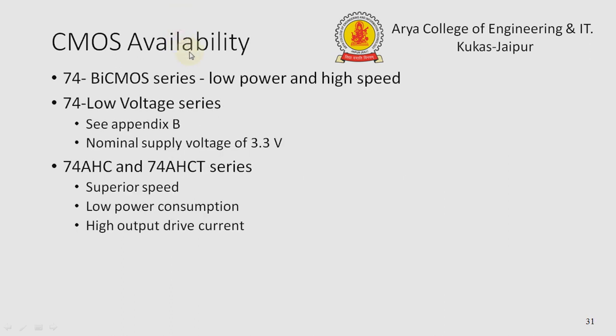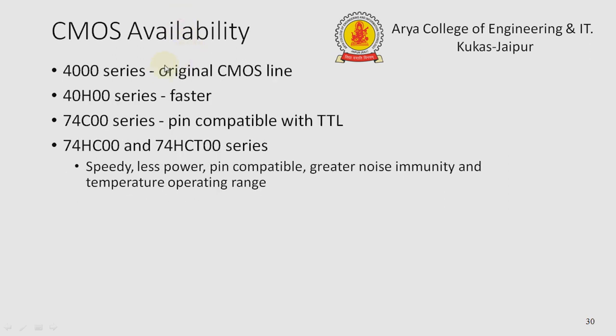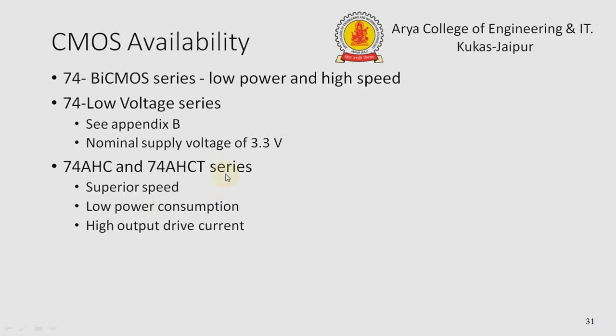CMOS is available in the 4000 series, 4000H series, and 74C00 series, which is also compatible with TTL. These series are speedy, use less power, are pin compatible, and have greater noise immunity and temperature operating range. So these are the CMOS availabilities.